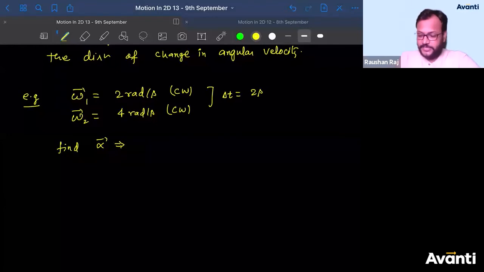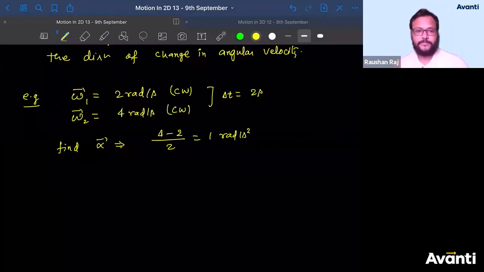So angular acceleration क्या बोलोगे? Change in angular velocity divided by time taken. So if I consider clockwise as positive, so 4 minus 2 divided by 2. So what is the answer? 2 by 2 is 1 radian per second square. Tell me what will be the direction.